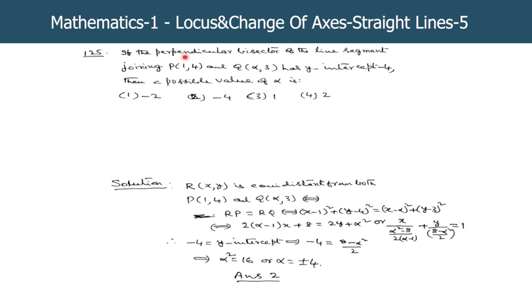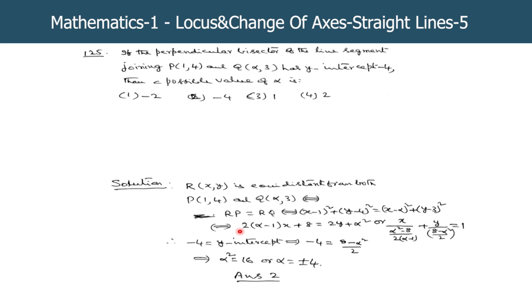125. If the perpendicular bisector of the line segment joining 1, 4 and q alpha, 3 has y-intercept minus 4, then a possible value of alpha is: minus 2, 2, minus 4, 3, 1, and 4, 2. Please see, perpendicular bisector means it is the locus of the point which is equidistant from two fixed points. So, R(x, y) is equidistant from both P(1, 4) and Q(alpha, 3). Therefore, RP is equal to RQ if and only if (x minus 1) whole square plus (y minus 4) whole square is equal to (x minus alpha) whole square plus (y minus 3) whole square.